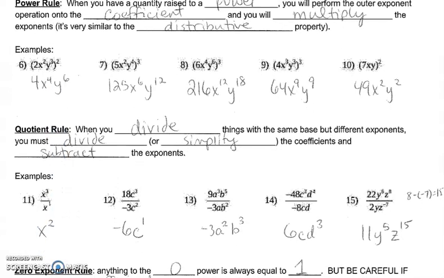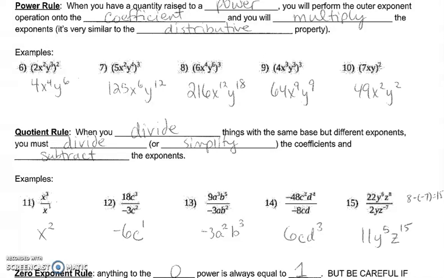Quotient rule. When you divide things with the same base but different exponents, you must divide or simplify the coefficients and subtract the exponents. So again, coefficients are treated normally. The rules have not changed for normal numbers. The rules are different for exponents, but not for your coefficients. So number 11, you're subtracting exponents. 3 minus 1 is 2, so x to the second power.